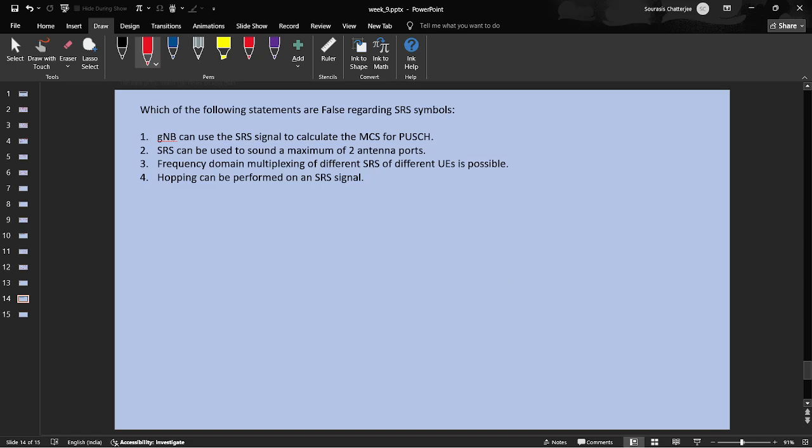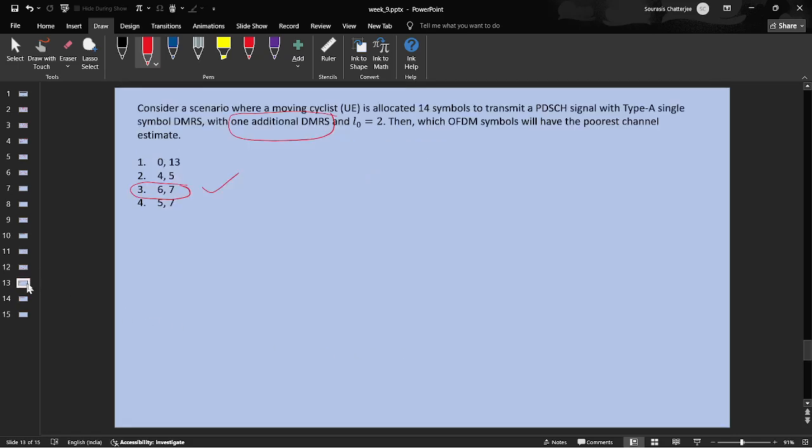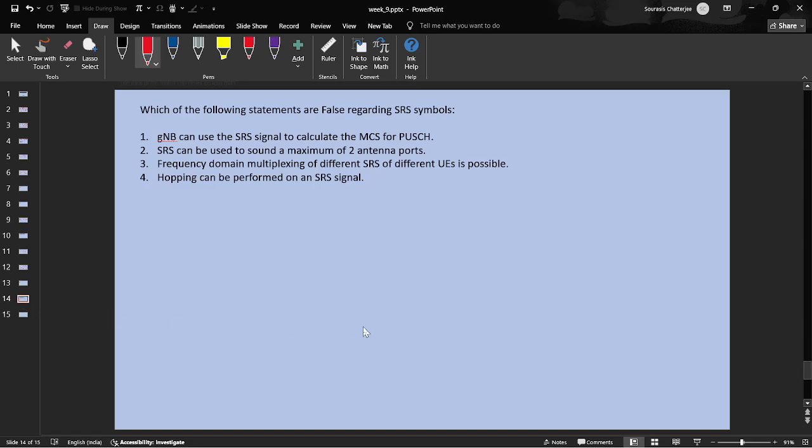So you're supposed to find the false statements about SRS symbols. In the previous question, if one additional is not there, then what are we saying? I'm saying none of the options are supposed to be correct, because 13 should be poorest, but 0 is not near. Yes, none of these options are correct. So you are supposed to find the false one.